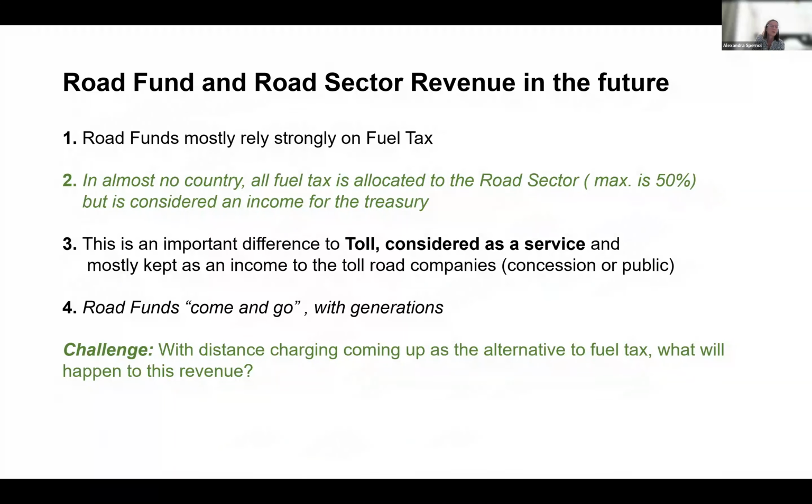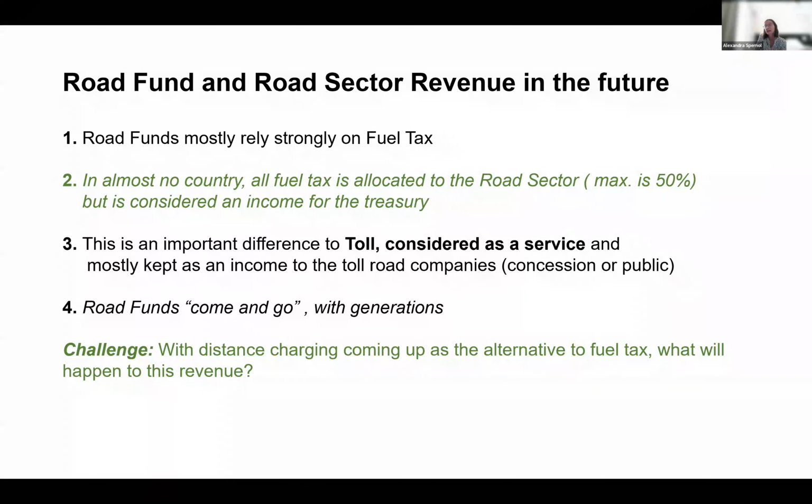As I said, they mostly rely on fuel tax. No country allocates all fuel taxes to the road sector. So the example of Kyrgyzstan now with 50% is already exceptional, rather 10 to 20%. But the fuel tax is really considered as an income for the treasury. It's really considered as a tax. It's very different to toll, because toll is considered as a service, or polluter pays principle. You pay at the toll station for the use of the road.